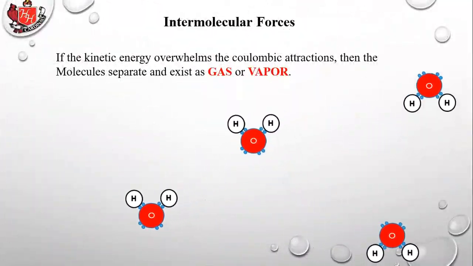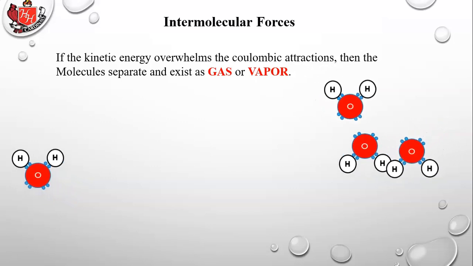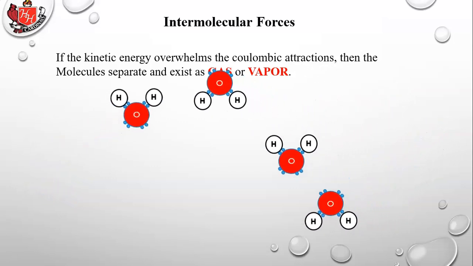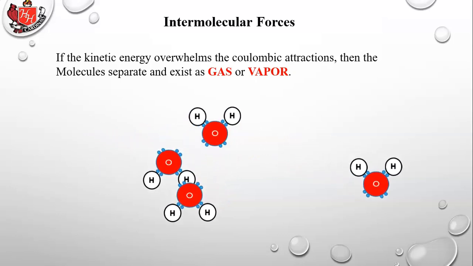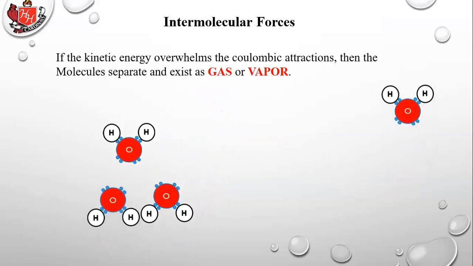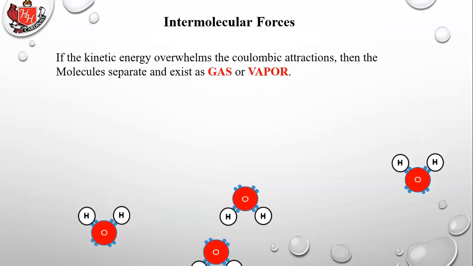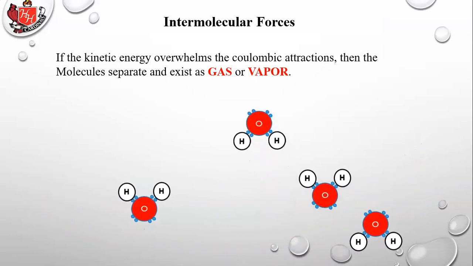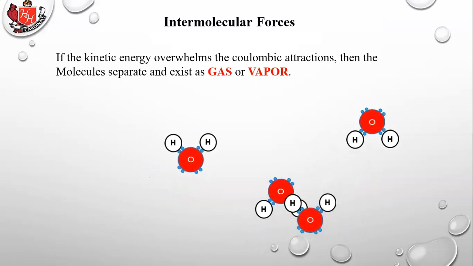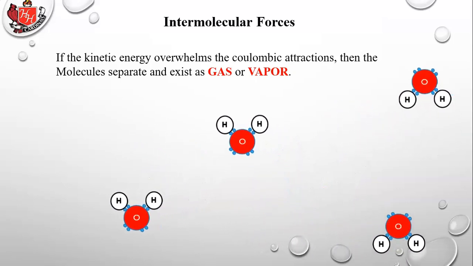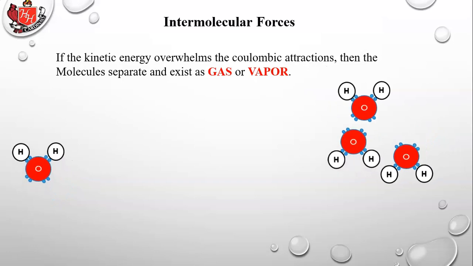If kinetic energy overwhelms Coulombic attractions, then the molecules separate and exist as gas vapor. So that's what you're seeing here. There's enough kinetic energy, that is to say high enough temperature, that the water is boiling, or at least it might not be boiling, but it might just evaporate out of a glass. If you leave a glass out in a room for 2 days, you'll see the water level will go down. Some of that will become water vapor.